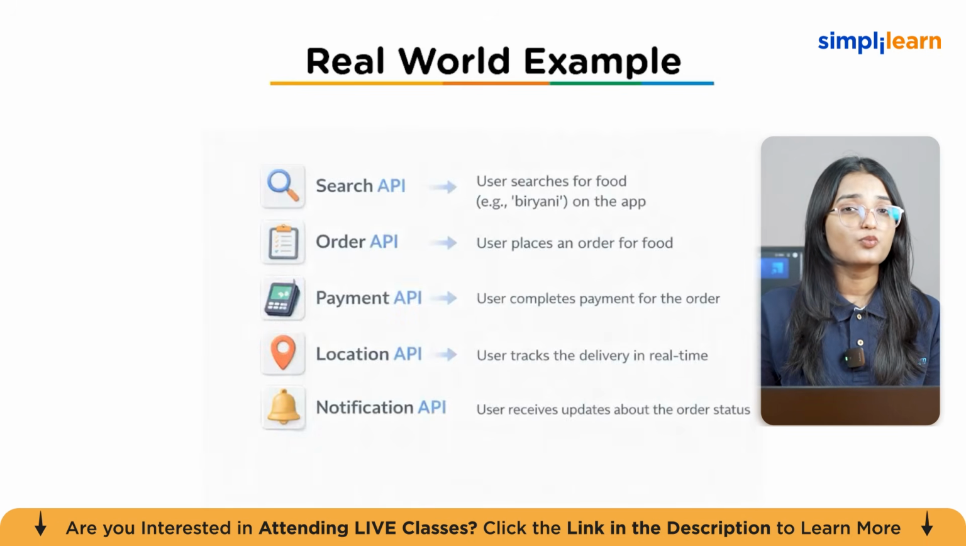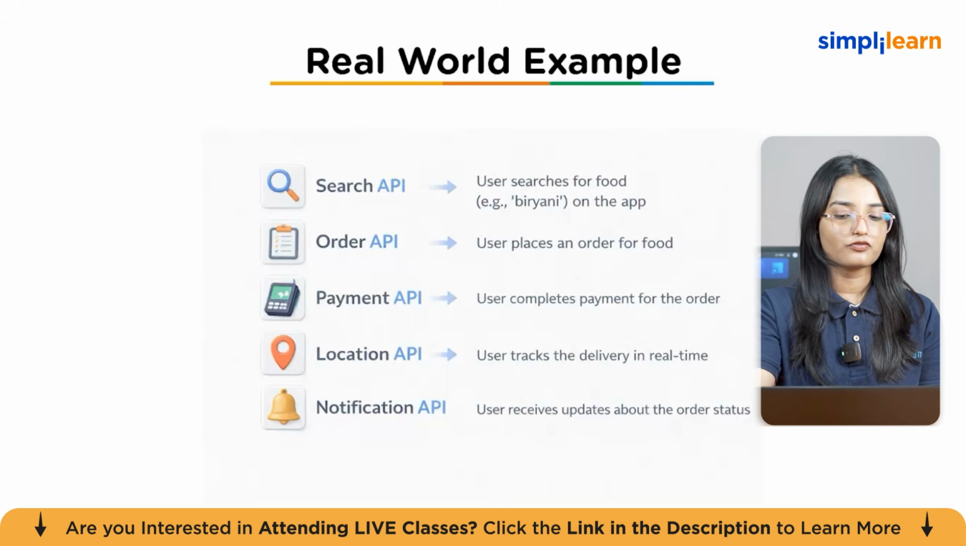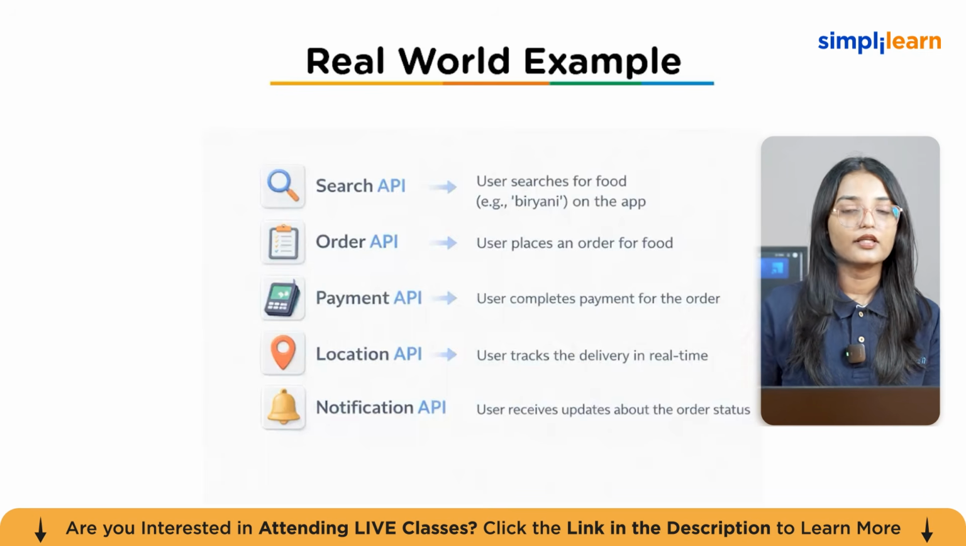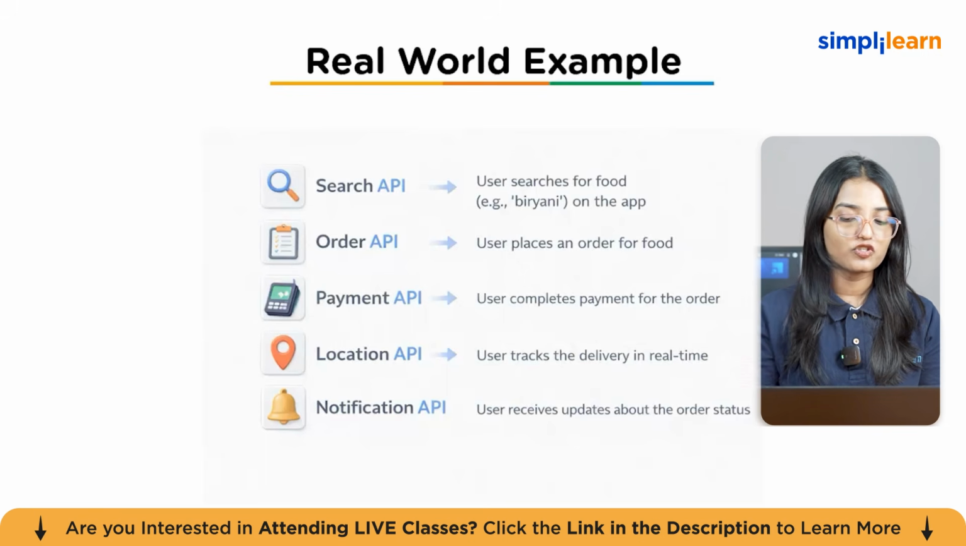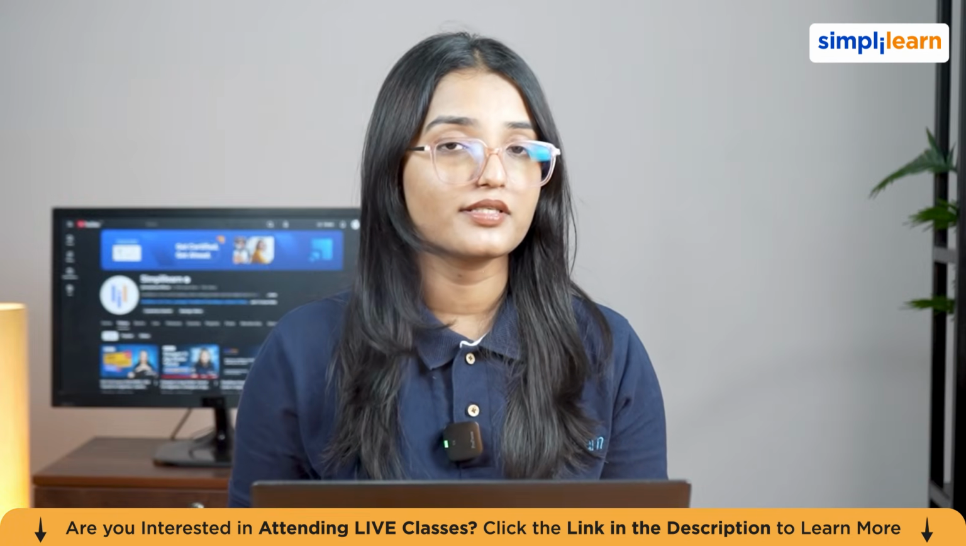So in one simple Swiggy order, you are using at least 5 APIs. First one is the search API, used when the user searches for food like biryani on the app. Next is the order API, where the user places an order for food. Then you've got the payment API, where the user completes payment for the order. Then you've got the location API, where the user tracks the delivery in real time. And then you have the notification API, when the user receives updates about the order status.